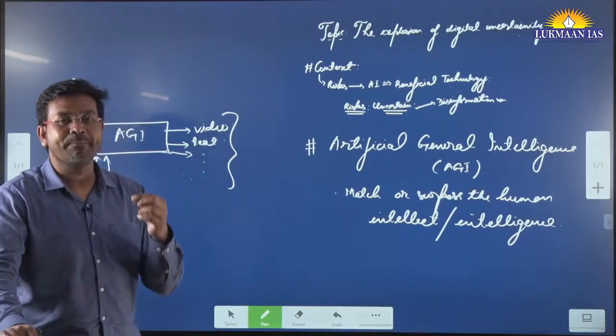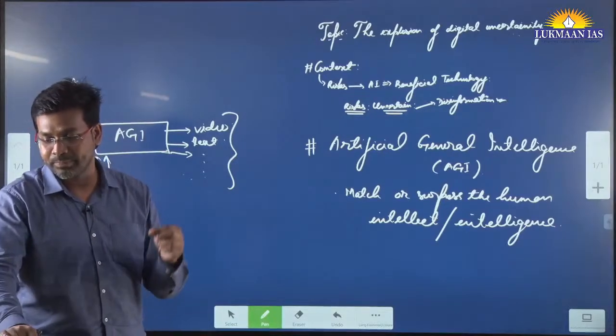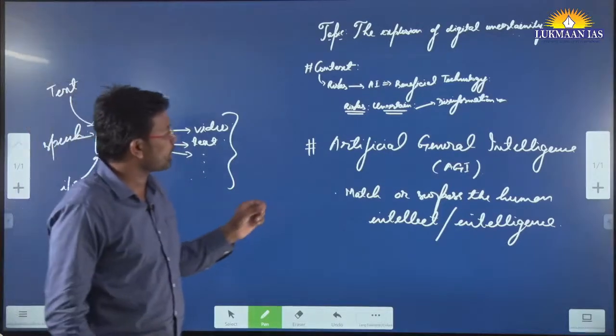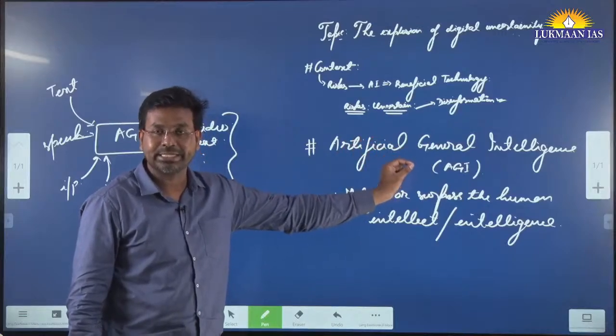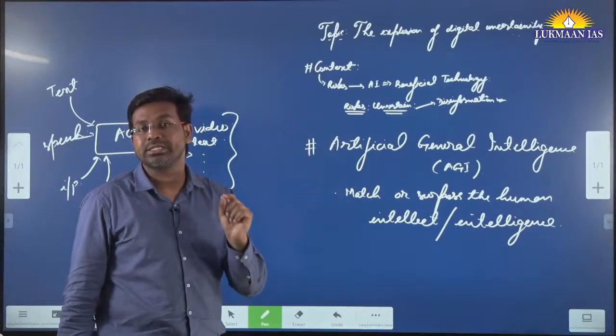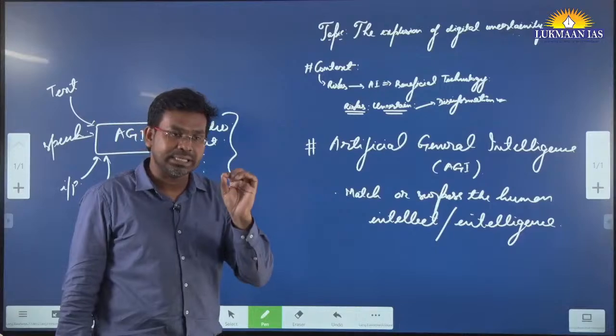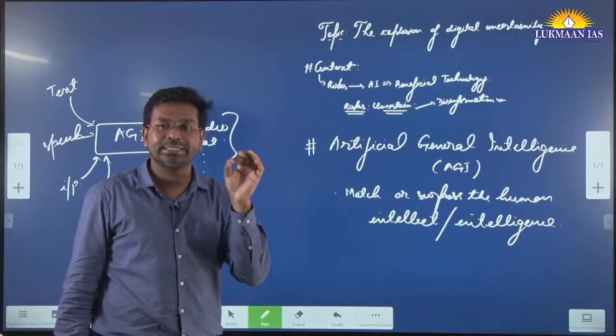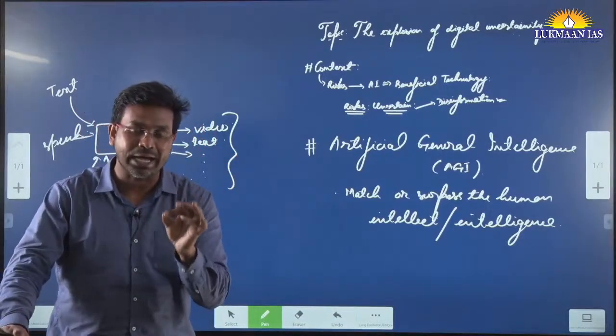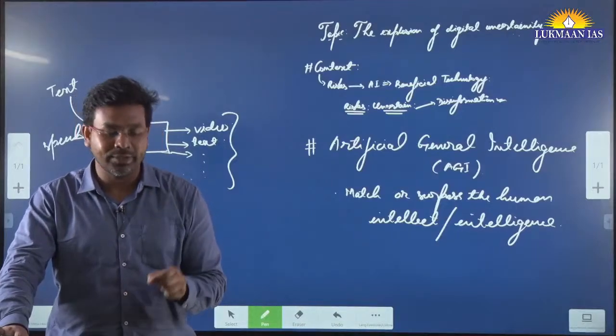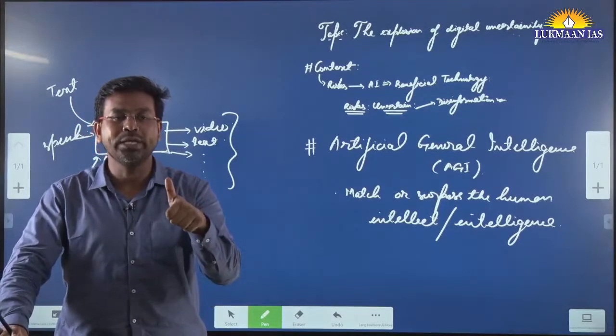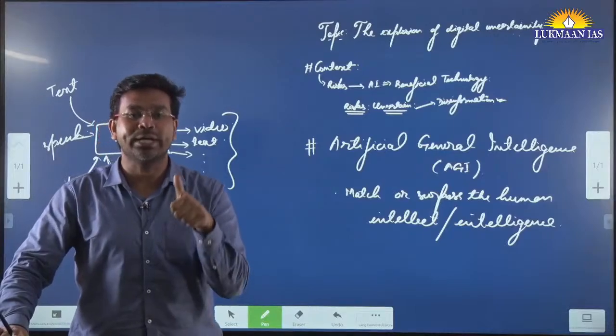So it does have many issues associated with it. In this article, the author has talked about what is artificial general intelligence, and then the author has warned us that artificial general intelligence is not far away. We need to take corrective measures from now itself.